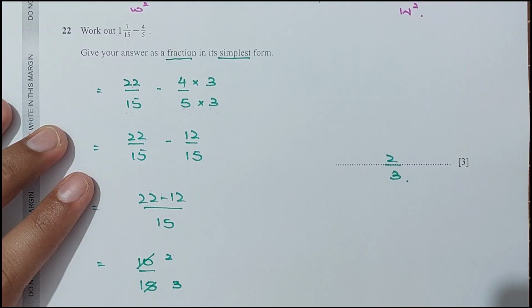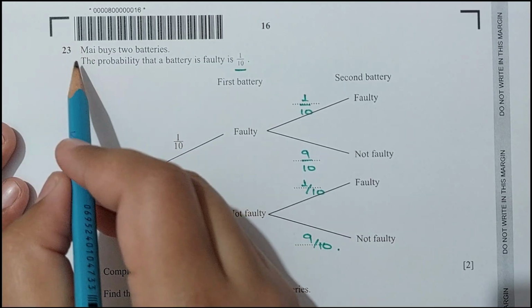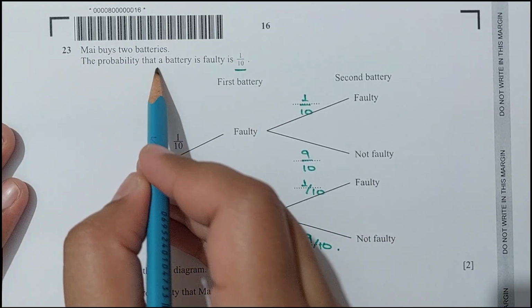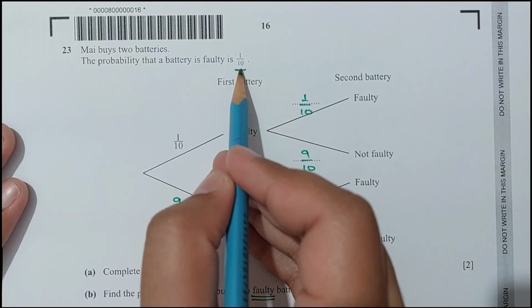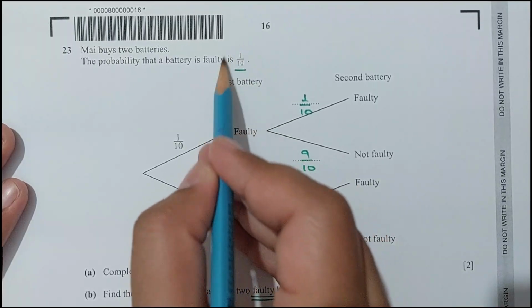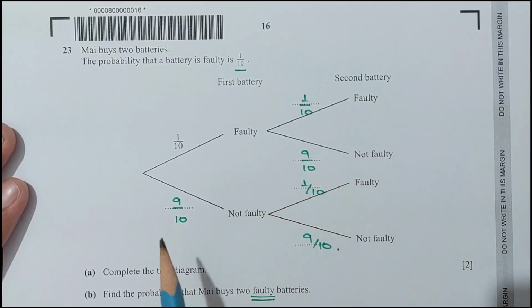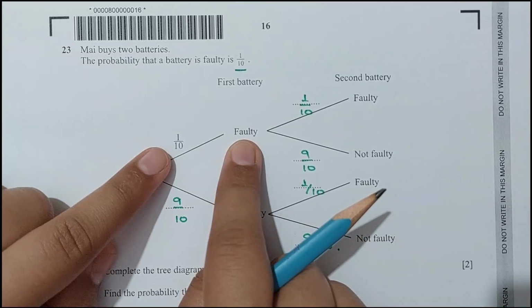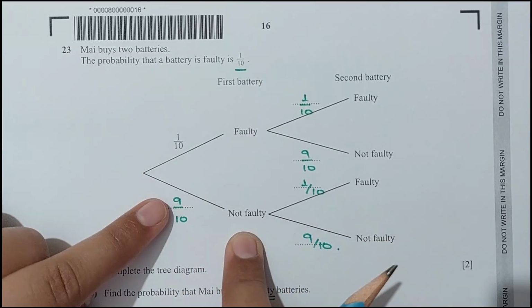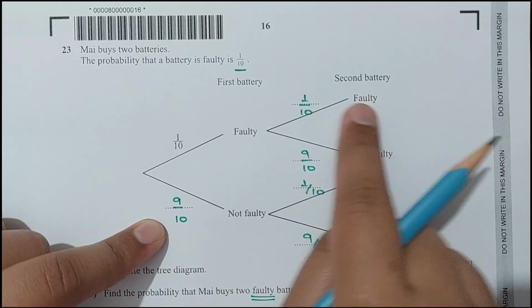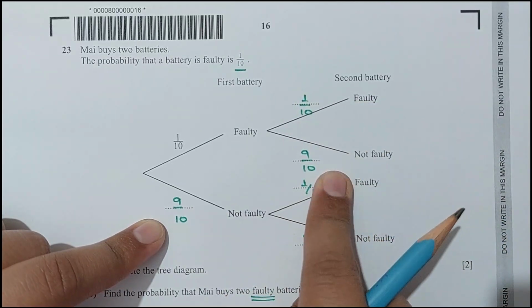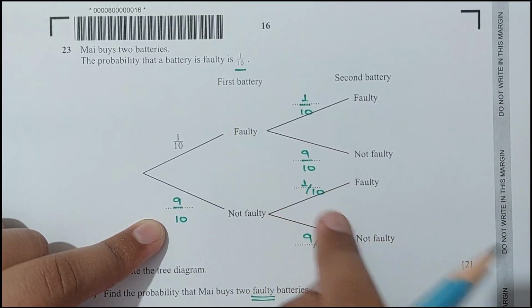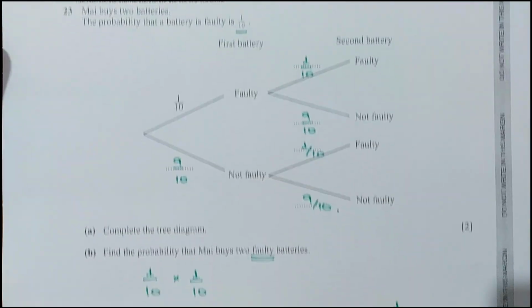Question number 23. Mai buys 2 batteries. The probability that a battery is faulty is 1 over 10. That is the probability for faulty, the first and the second battery. Part A, you have to complete the tree diagram. For faulty, it is 1 by 10. For not faulty, it should be 9 out of 10. Same for the second battery: faulty is 1 by 10, not faulty 9 out of 10.